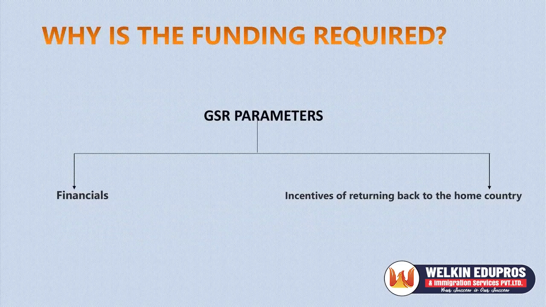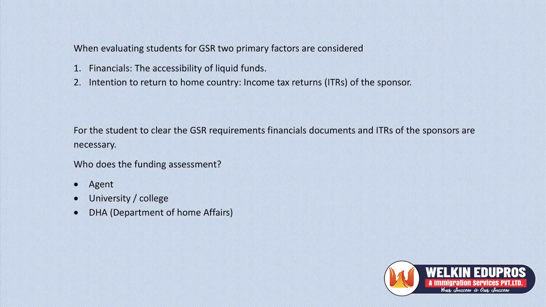Why is the funding required? There are numerous factors when a student is assessed on GSR. Major parameters are financials and incentives of returning back to home country. These are the reasons why a student is asked to provide funds, ITRs, and whatever home ties they can provide. In financials, they are checking the accessibility of liquid funds and assessing the student's financial capability, that they are capable to study in Australia. Do they have the sufficient funds? Do their family can support them to study in Australia? These all factors are assessed in these two parameters.